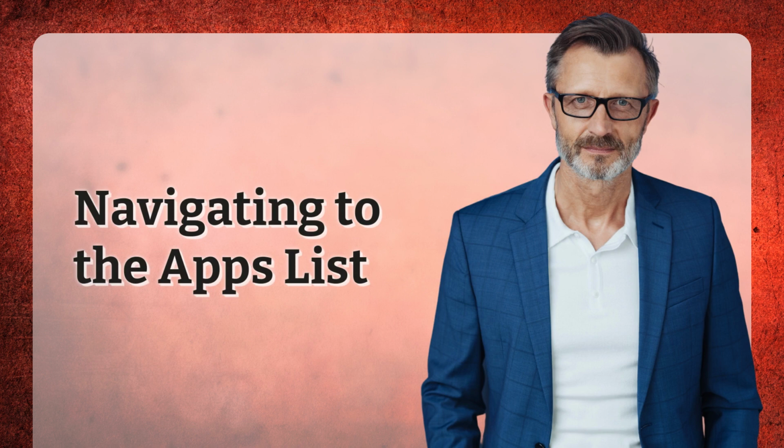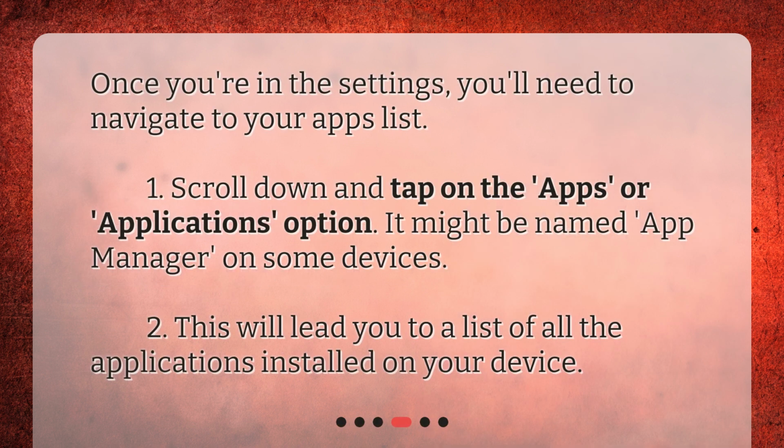Navigating to the apps list. Once you're in the settings, you'll need to navigate to your apps list. 1. Scroll down and tap on the Apps or Applications option. It might be named App Manager on some devices. 2. This will lead you to a list of all the applications installed on your device.